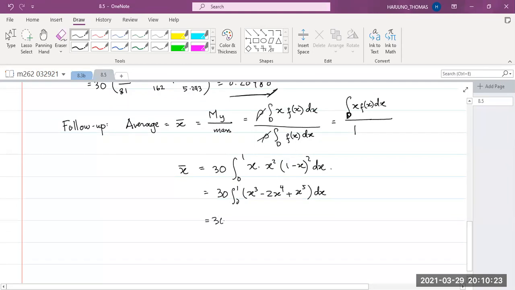That will be 30 times 1/4 minus 2/5 plus 1/6. That's 7.5 minus 12, is it right? Plus 5. That's 0.5.